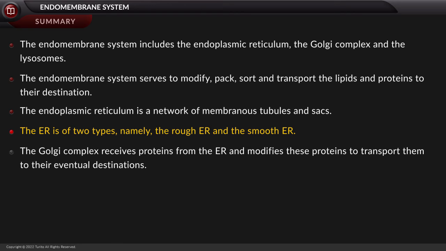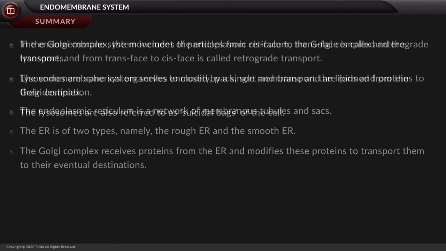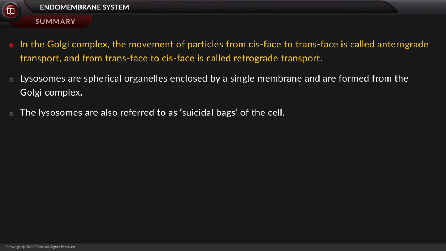The Golgi complex receives proteins from the ER and modifies these proteins to transport them to their eventual destinations. In the Golgi complex, the movement of particles from cis face to trans face is called anterograde transport, and from trans face to cis face is called retrograde transport.